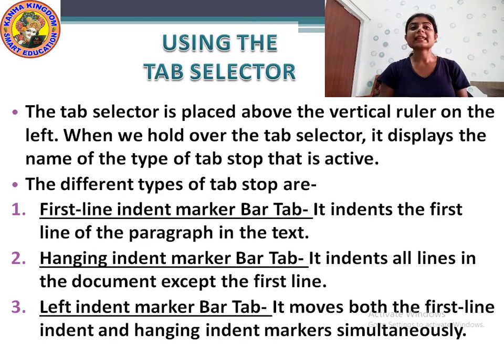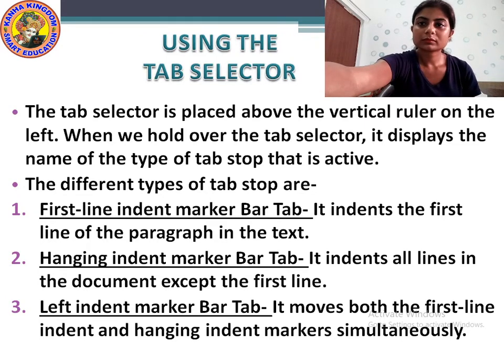Okay. Then the left indent marker bar tab. Now what does this do? It moves both the first line indent and hanging indent markers simultaneously. It moves both the first line indent and hanging indent to give the space between the text in the document simultaneously. Okay.